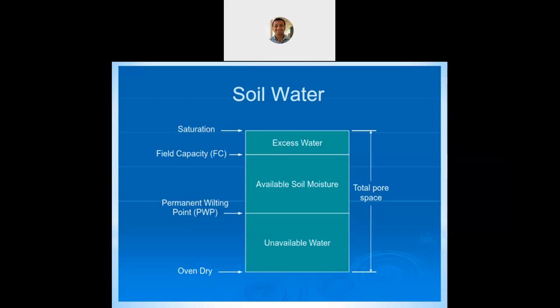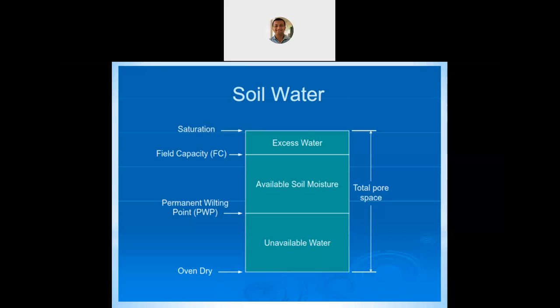Now if we look at the soil water, we all know that within a soil profile, after irrigation the entire soil profile is saturated. Here we can see that this is the saturation point when all the macro and the micro pores are totally filled with water. Now due to the action of gravity, the excess water present in the soil starts draining out from the macro pores.